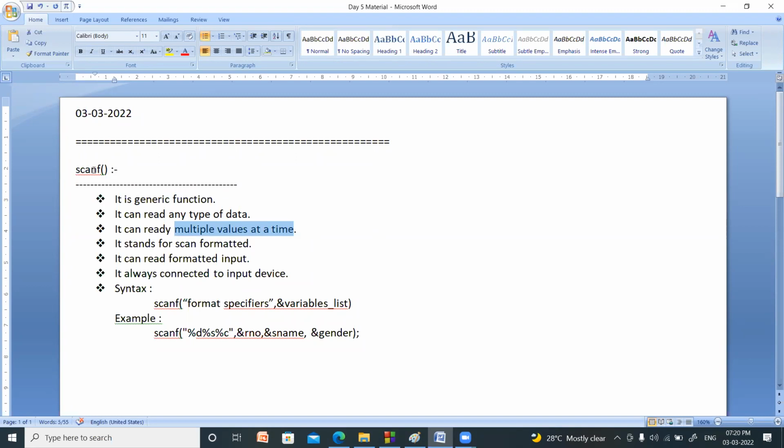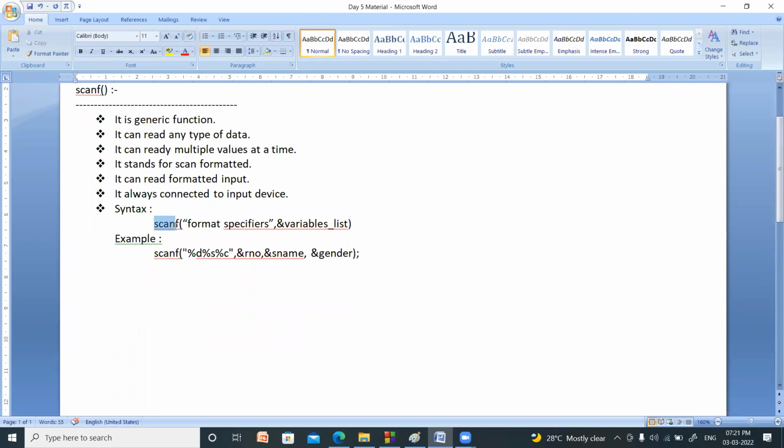What is the meaning of scanf? Scan means scanner, F means formatted. The meaning of scanf is scan formatted. It can read formatted data, formatted input. It is always connected to the input device, not the output device. Now, about the scanf function.